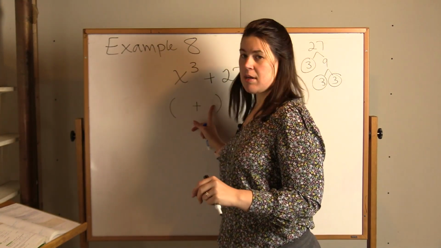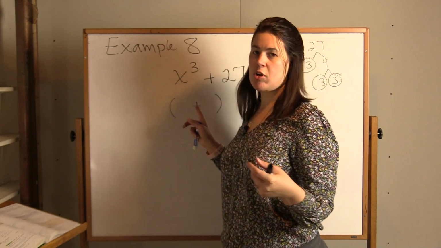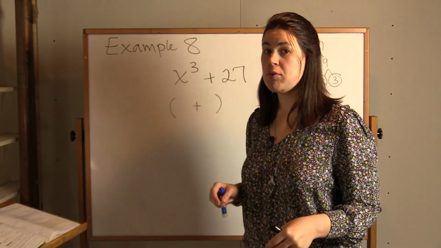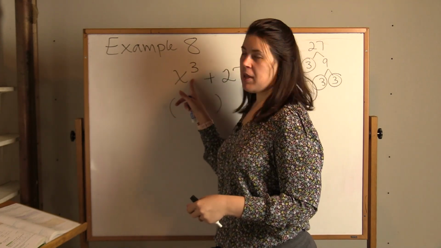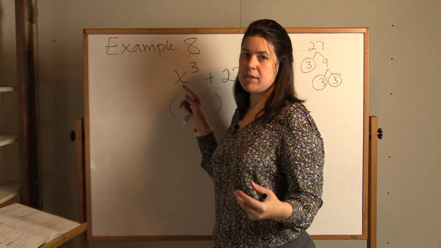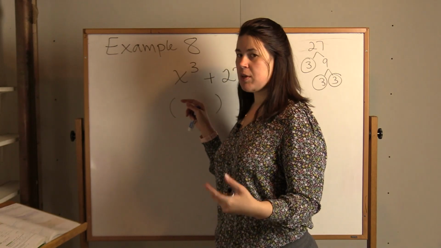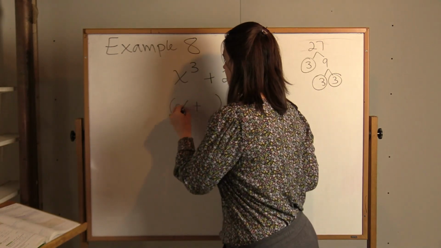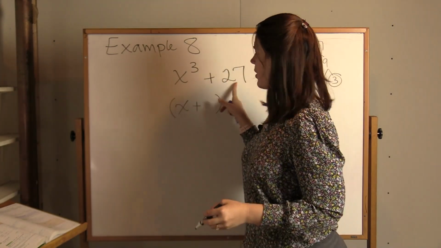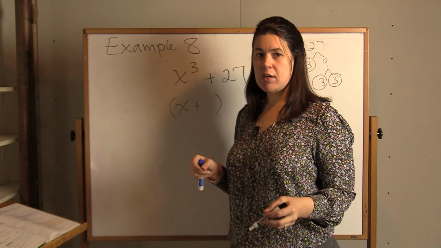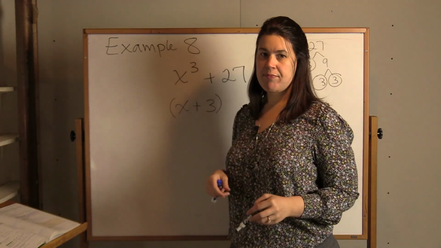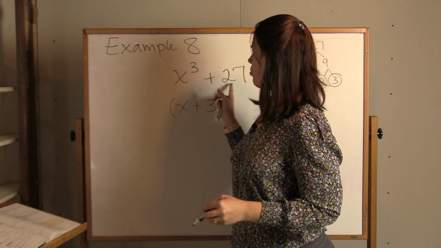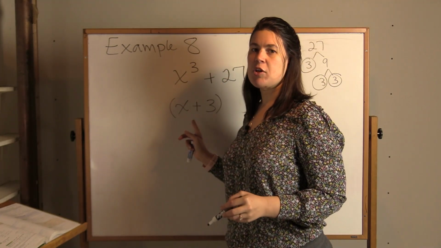This term and this term come from taking the cube root of the original term. So if I take the cube root of x to the third, I do that by dividing the exponent by 3. So 3 divided by 3 is 1. So that's going to be an x. For 27, what's the cube root of 27? 3. So you're taking the cube root of both of these for the first binomial.